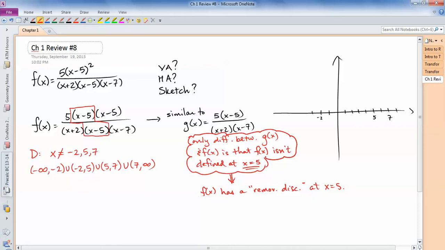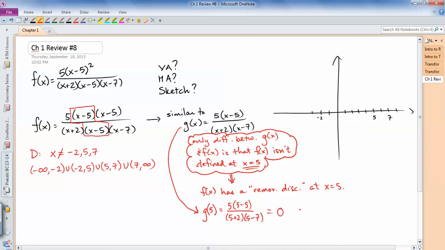So the way to figure out where that hole would be is to look at the function that's just like it, except it is filled in. So f of x has a hole at 5. g of x is exactly the same as f, but without the hole. So if I figure out what g of 5 is and I plug that in, that's 5 times (5 minus 5) over (5 plus 2)(5 minus 7). Well, the numerator is 0, so this whole thing is 0.